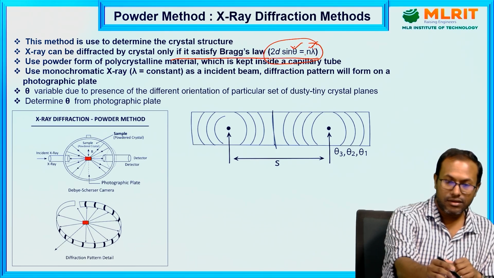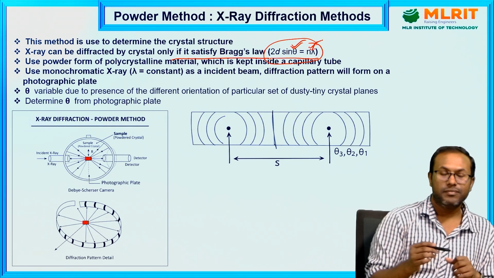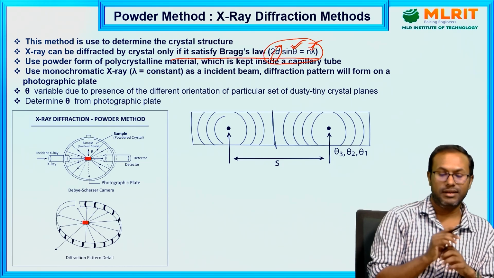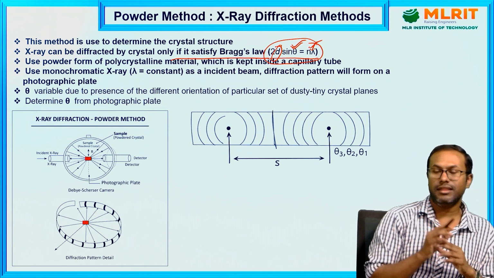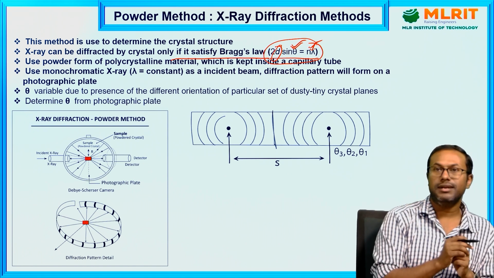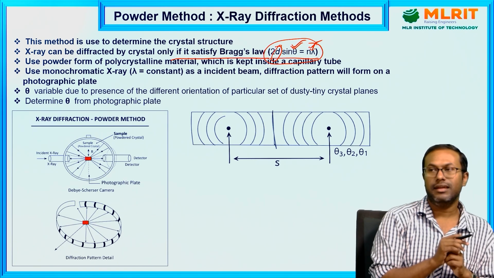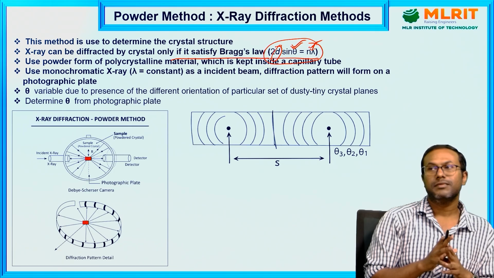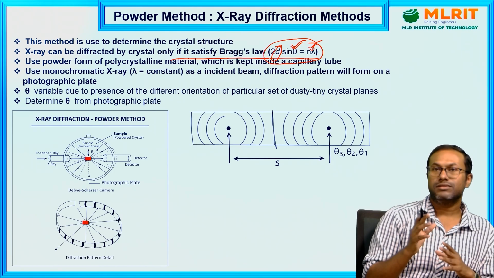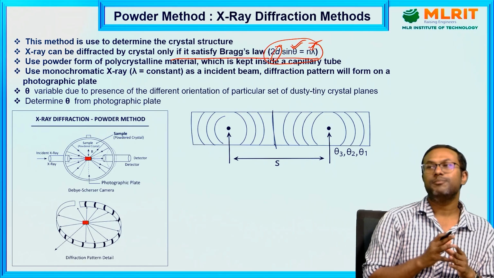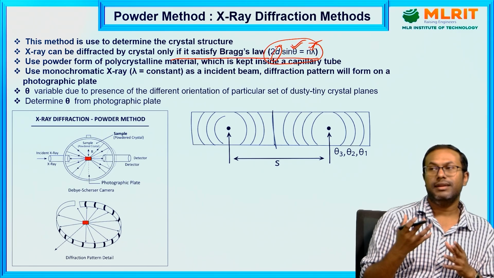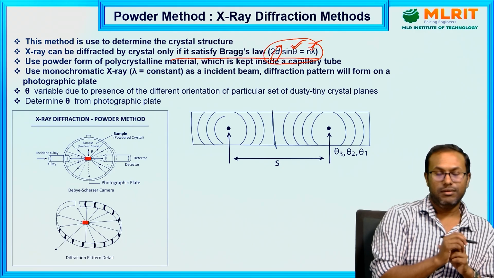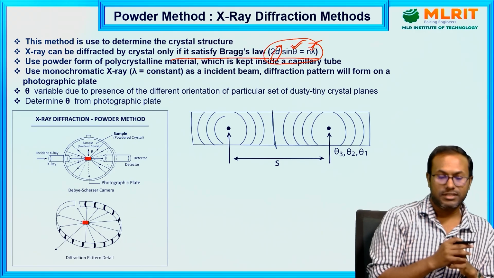If we know theta and lambda, then we can easily determine D, and D is basically the interplanar spacing. I know that D, the interplanar spacing, contains the lattice parameters as well as the Miller indices hkl. So D gives some primary idea about the lattice parameters and the Miller indices. If we get those, we can easily get some idea about the crystal structure. So determining D is very important to know about the crystal structure.